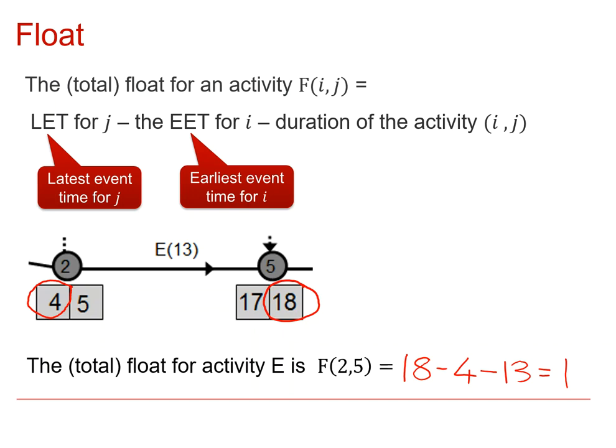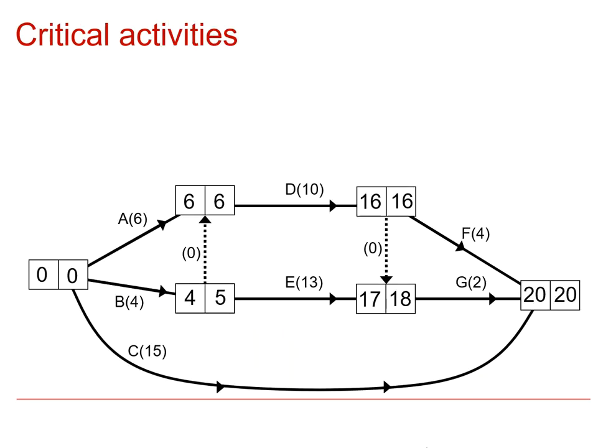Independent float is anything else. So any float that you have that is not going to have any impact on any other activities is independent float, and the total is just the sum of those two. Now you'll see examples in your textbook where that's been calculated. In this video, as I say, we're just going to be calculating total float.